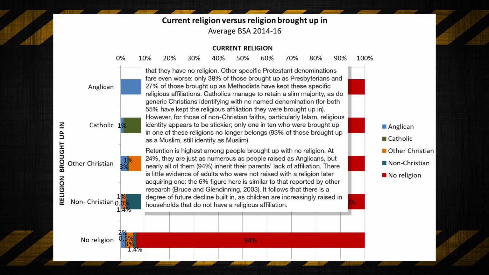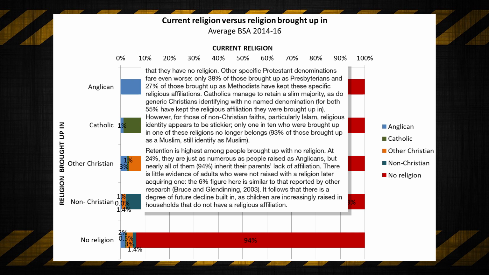However, as it says here, retention is highest among people brought up with no religion. At 24%, they are just as numerous as people raised as Anglicans, but nearly all of them, 94%, inherit their parents' lack of affiliation. There is little evidence of adults who are not raised with a religion later acquiring one. The 6% figure is similar to that reported by other research.